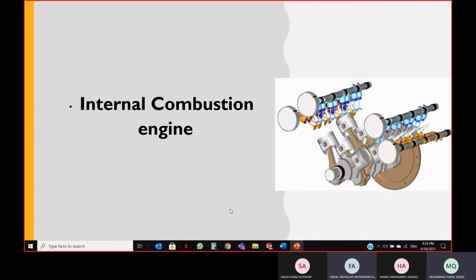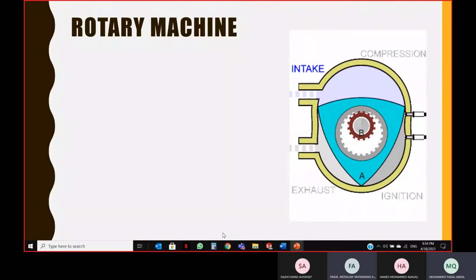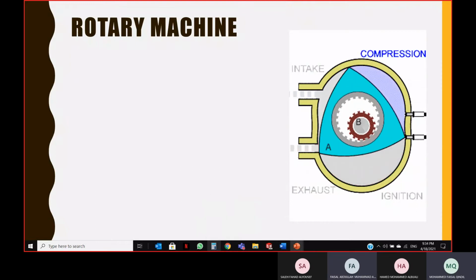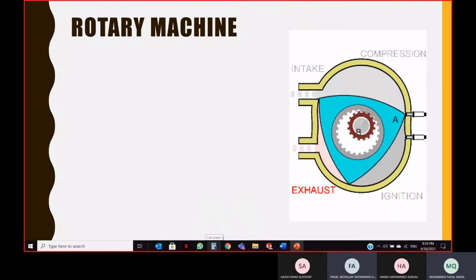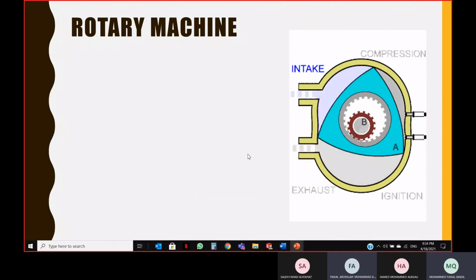The second thing is a rotary machine. Its crank is mounted in the sliding crank position, and it can be used to make rotary motors, and it's also used in vehicle rotary motors. And you can see how it works in the figure.